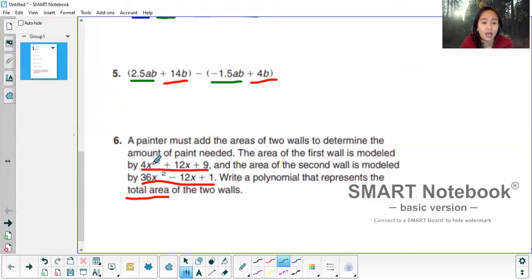So what terms can you add? For the x squared, what's 4 plus 36? That's for the x squared. After that, the x terms: what's 12x plus negative 12x? 12x plus negative 12x, what's that? Then for the whole numbers, what's 9 plus 1? And that should be it.